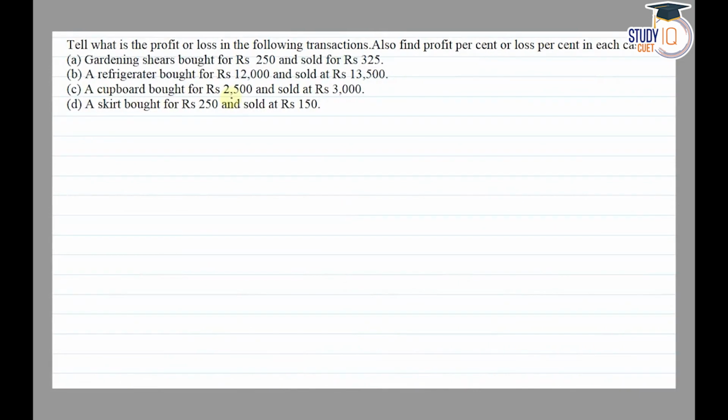Hello everyone, this question appears in the class 7th NCERT chapter of Comparing Quantities. This is the first question of Exercise 8.3. The question says: tell what is the profit or loss in the following transactions. Also find profit percent or loss percent in each case.